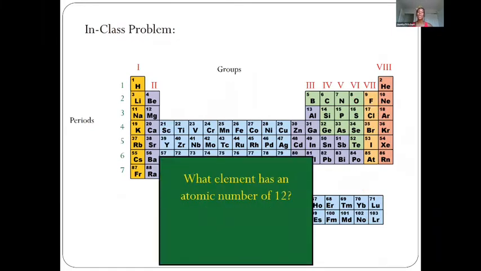Next question, it says, what element has an atomic number of 12? Well, that would coincide with our magnesium, which has 12 as its atomic number.